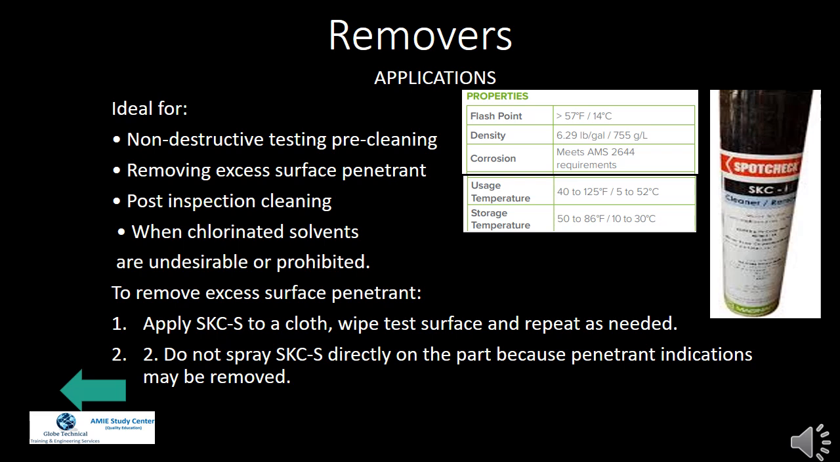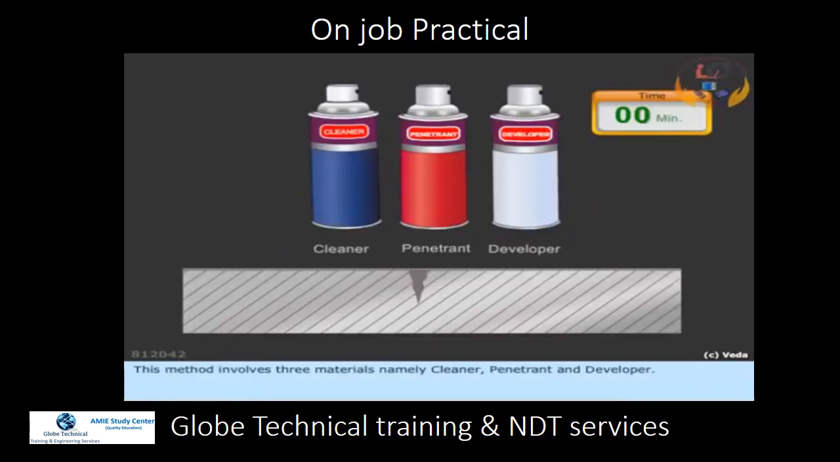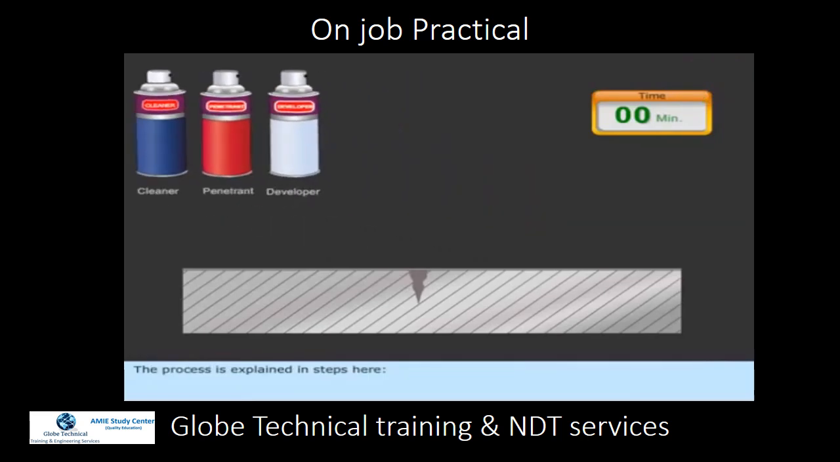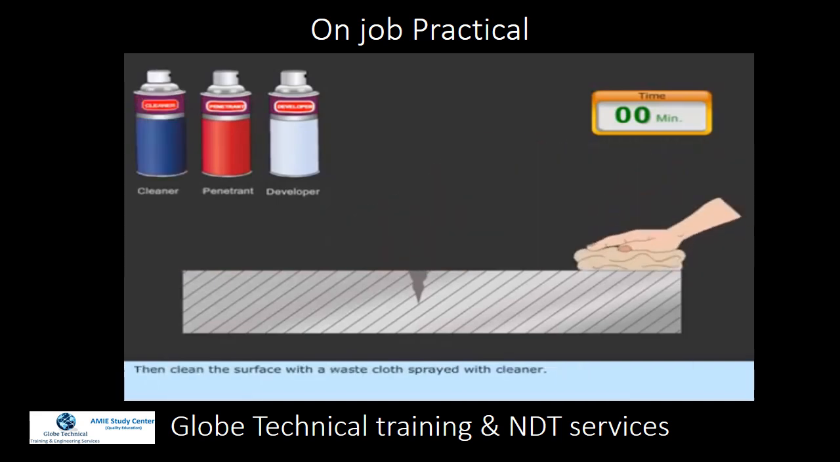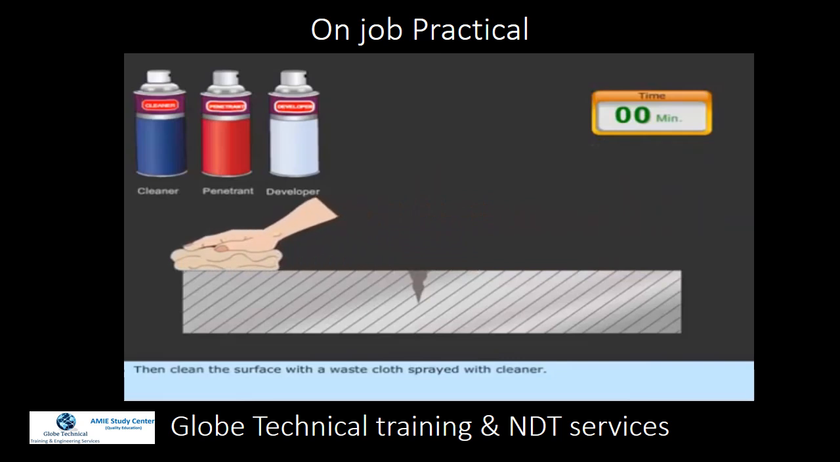Now it's time for the practical demonstration. This method involves three materials, namely cleaner, penetrant and developer. The process is explained in steps here. Step 1. Cleaning. First, the surface to be tested is cleaned thoroughly with ordinary waste cloth. Then, clean the surface with a waste cloth sprayed with cleaner.